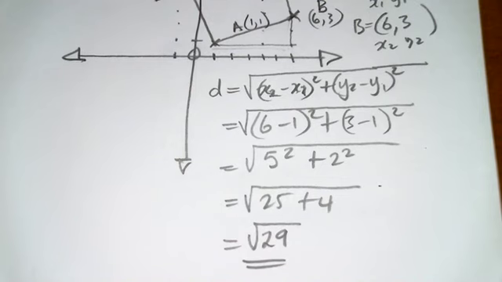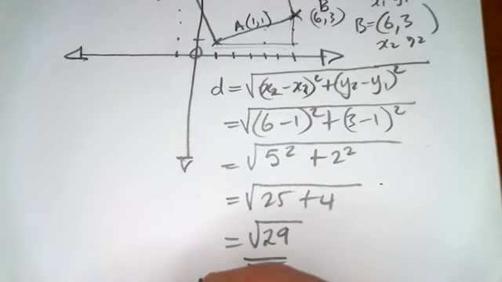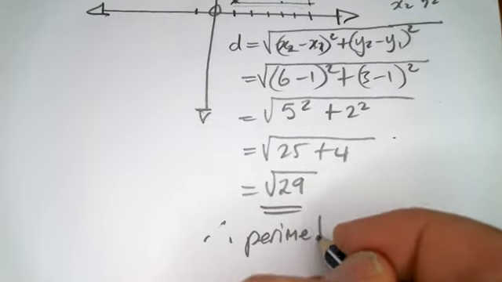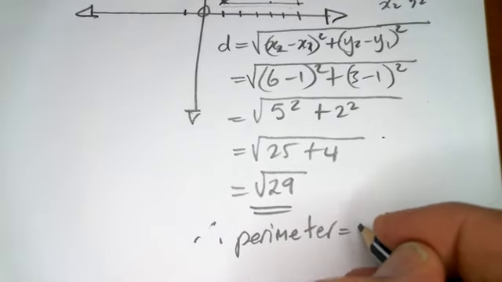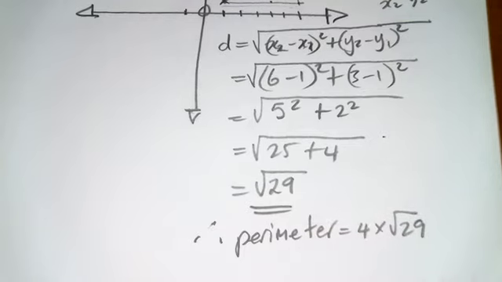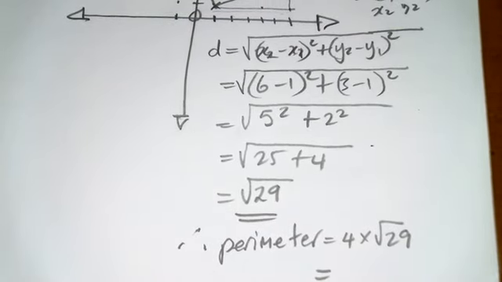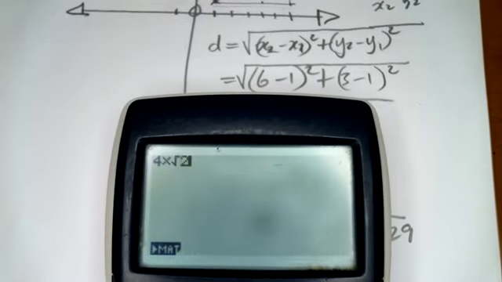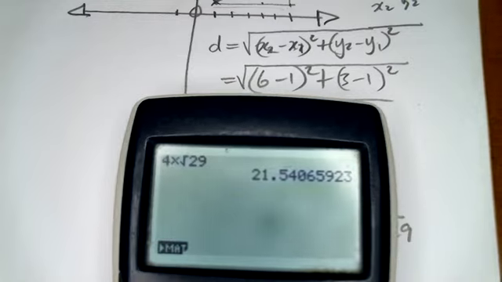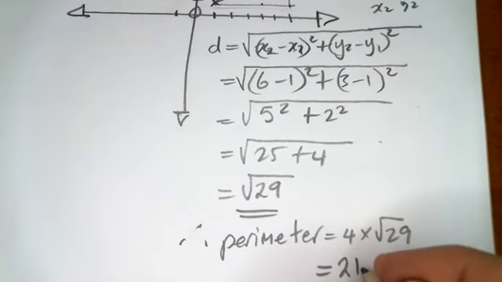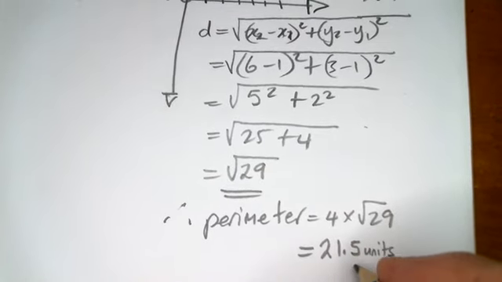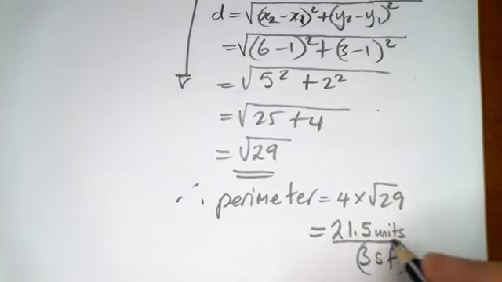Now that's the distance of one side. So therefore perimeter must equal 4 times that, 4 times root 29, or just 4 root 29. I'll just work it out on the calculator. Here we go. 4 times root 29 is going to equal 21.54. So I'll put 21.5 units, to 3 significant figures. So there is the perimeter.